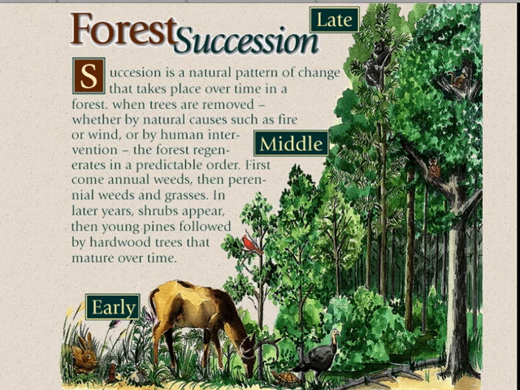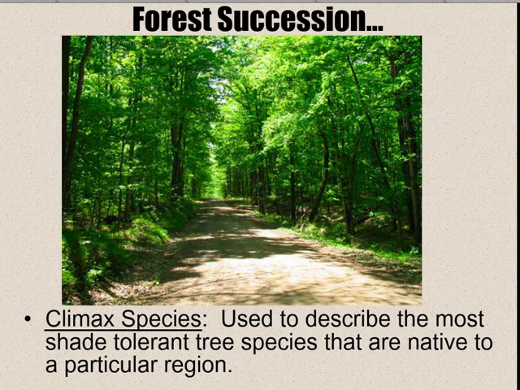Okay, we'll just quickly talk about how forest succession happens, which is very similar but a little bit different than what we've just been talking about. The process of one community of trees replacing another community of trees is called forest succession. Eventually, that replacement ends with what's called a climax species. These are the most shade-tolerant tree species that are native to a particular region.